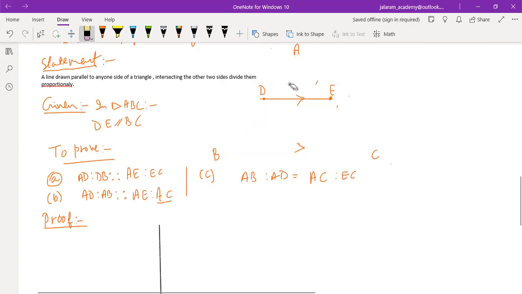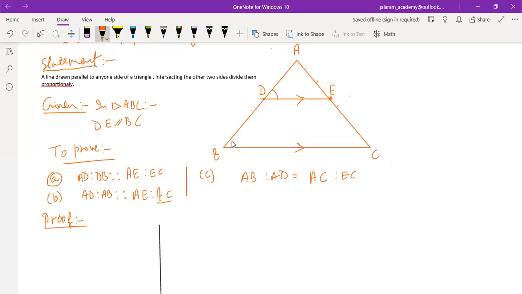Can you name the triangles which are similar? As angle ADE equals angle ABC and angle AED equals angle ACB, we can prove that triangle ADE is similar to triangle ABC.